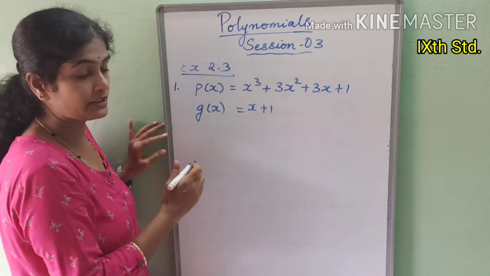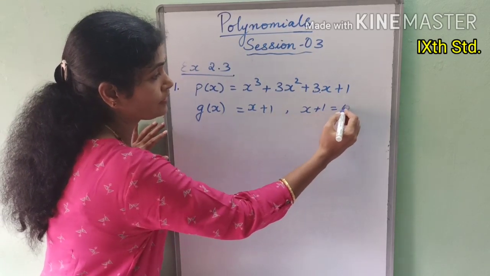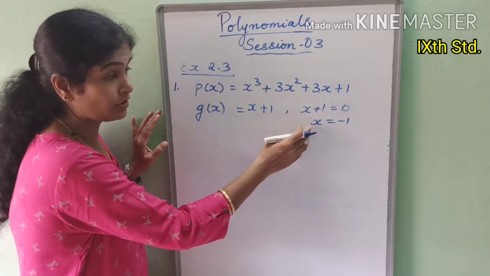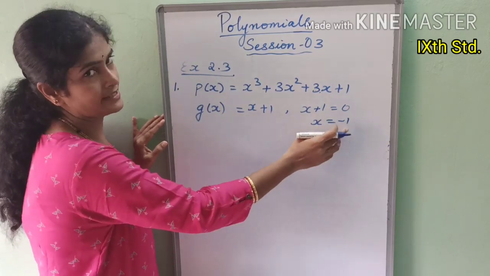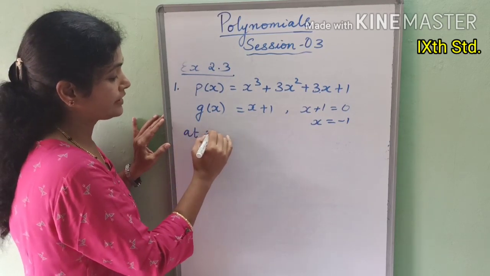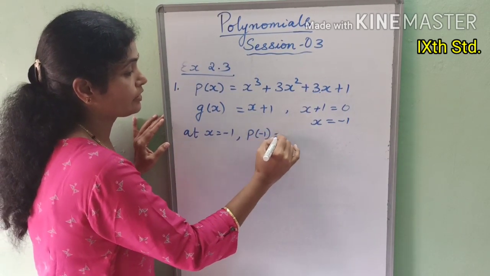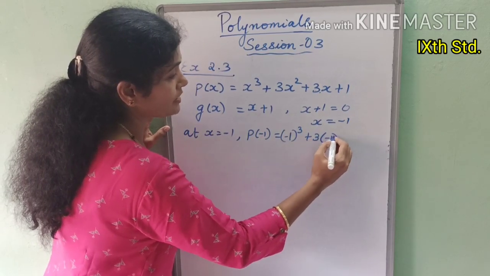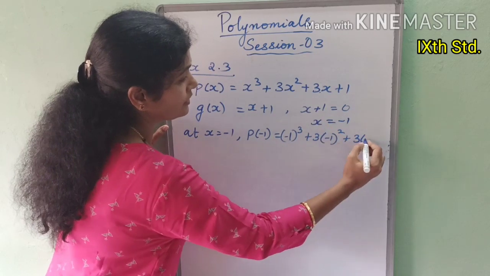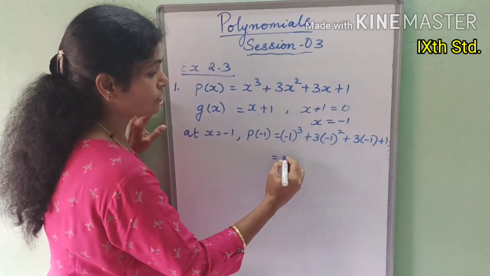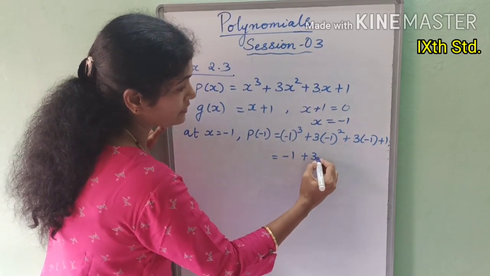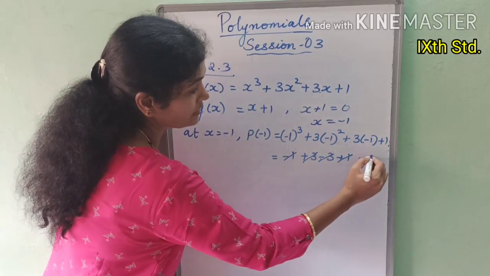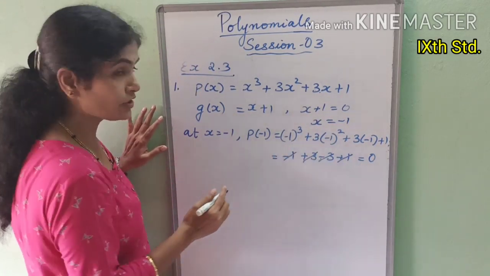So g of x is the divisor. Let's find its zero. To find the solution, we equate it to 0, so x is equal to minus 1. So you will find the value of P of x at x equal to minus 1. P of minus 1 is equal to minus 1 whole cube plus 3 into minus 1 whole square plus 3 into minus 1 plus 1. The cube is minus 1, then plus 3, minus 3, plus 1. Minus 1 and plus 1 get cancelled, plus 3 and minus 3 get cancelled, it is 0. So 0 is the remainder.